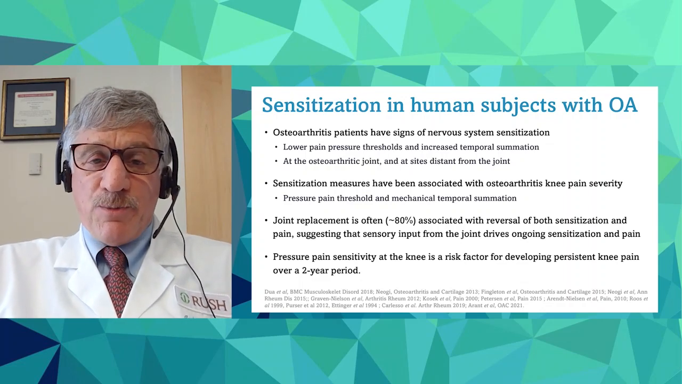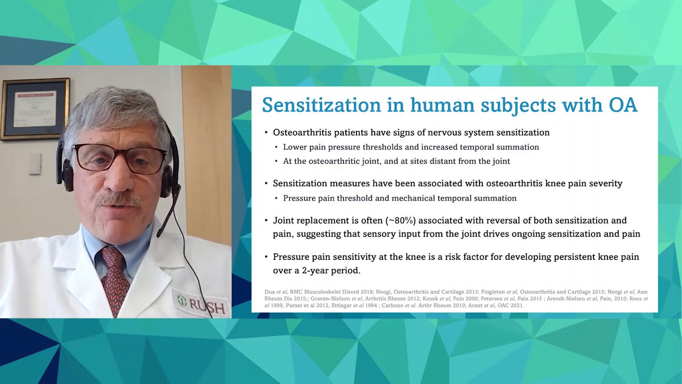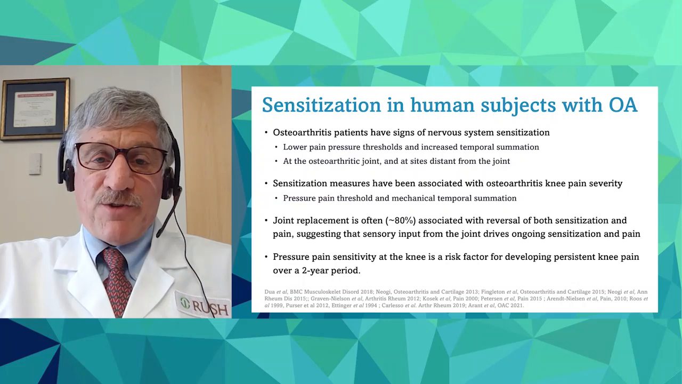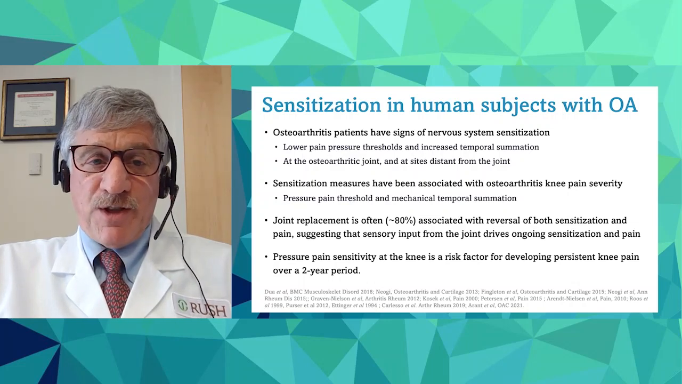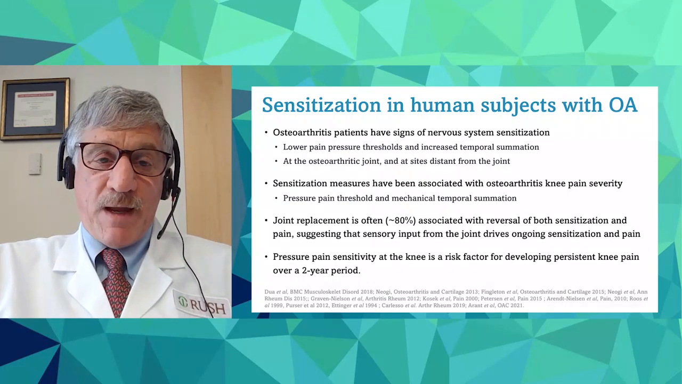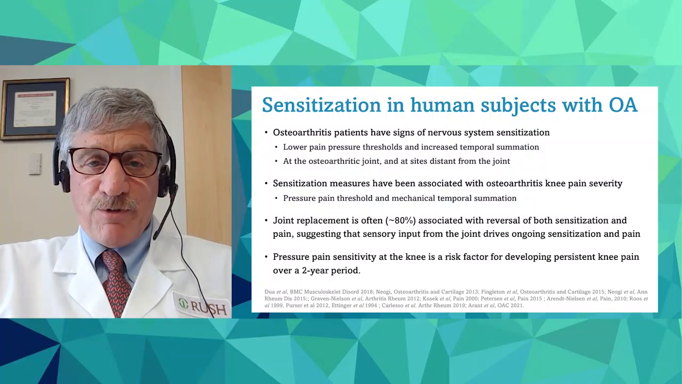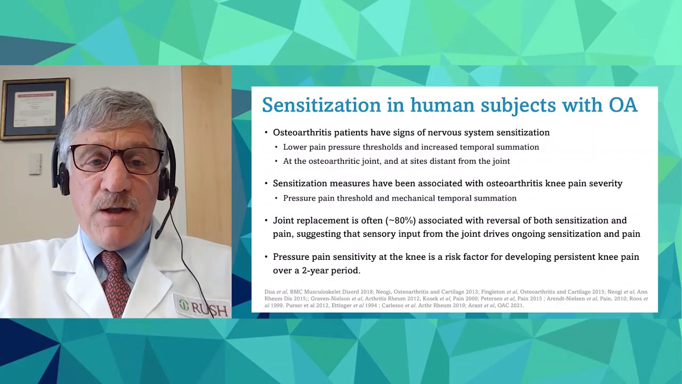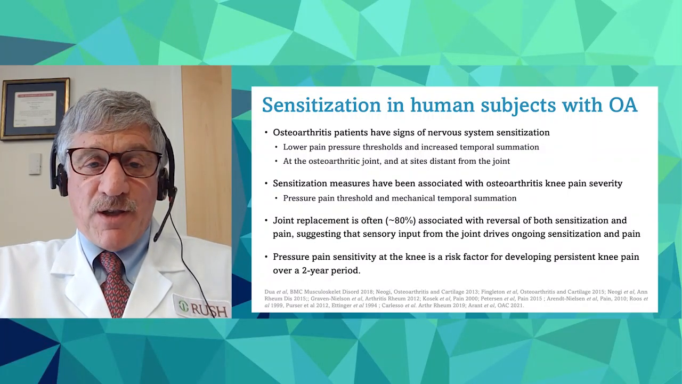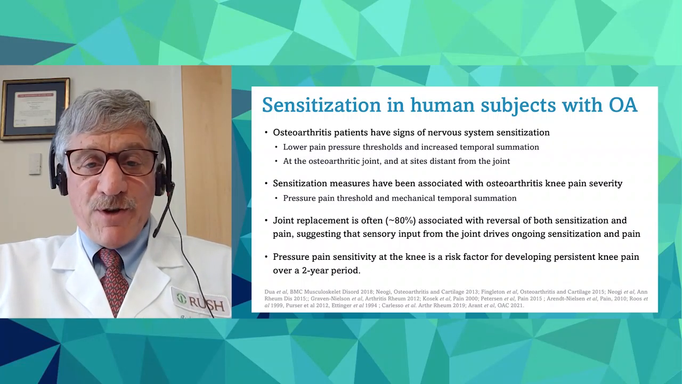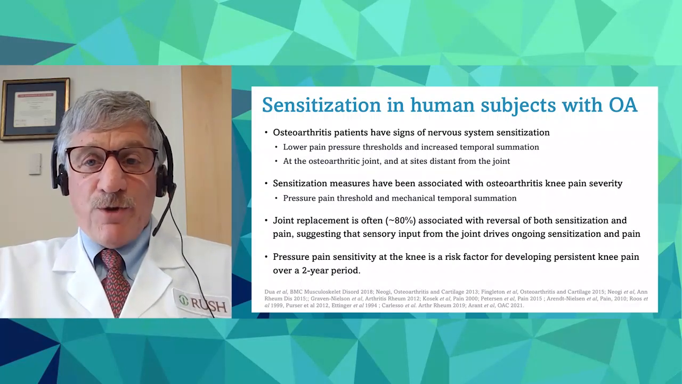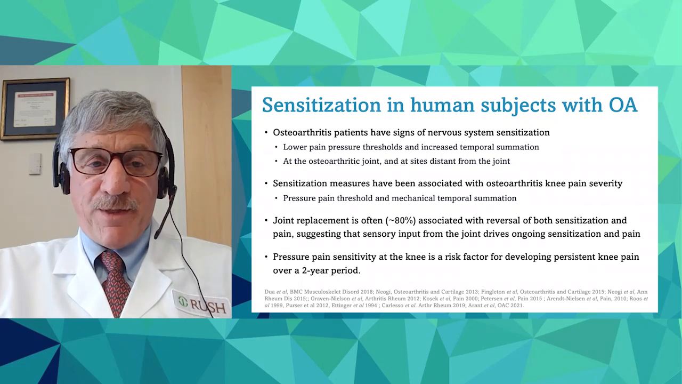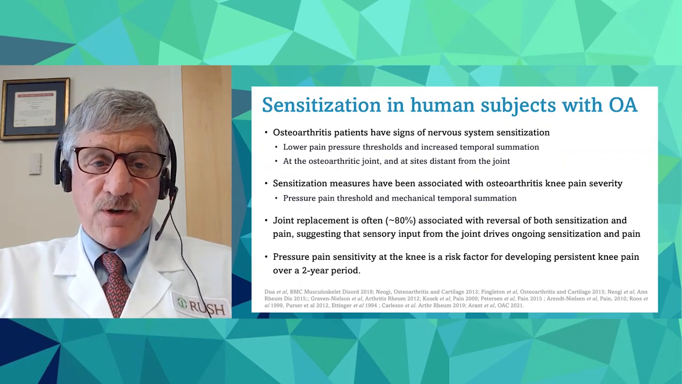Now, in people who have osteoarthritis, many of those patients actually have signs of sensitization. They have lower pain pressure thresholds and increased temporal summation. Sensitization measures actually are associated with knee pain severity in osteoarthritis. The more nociceptive pain they have, the more likely they're to have central sensitization.